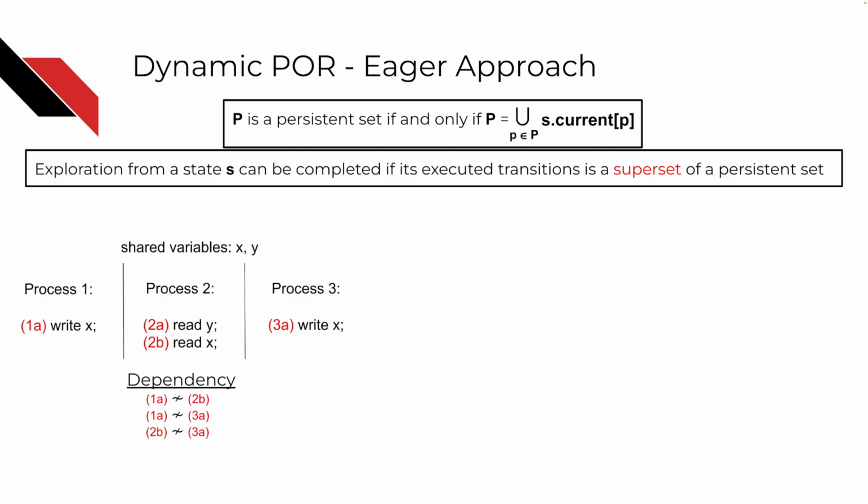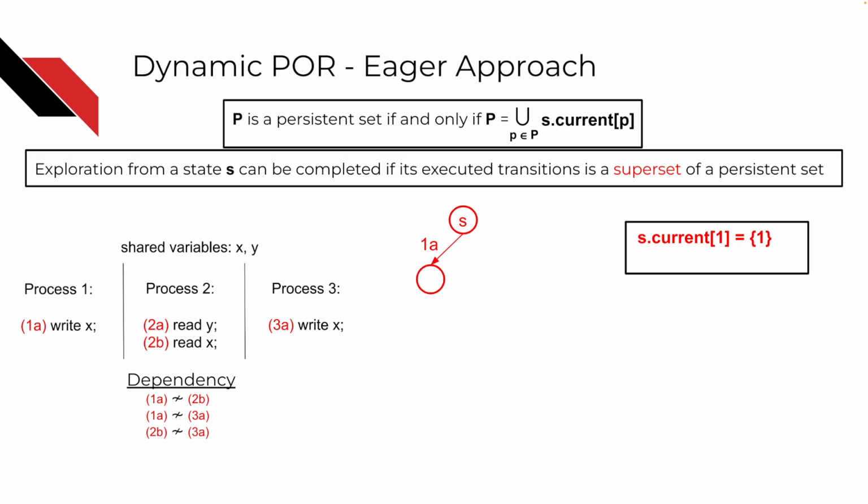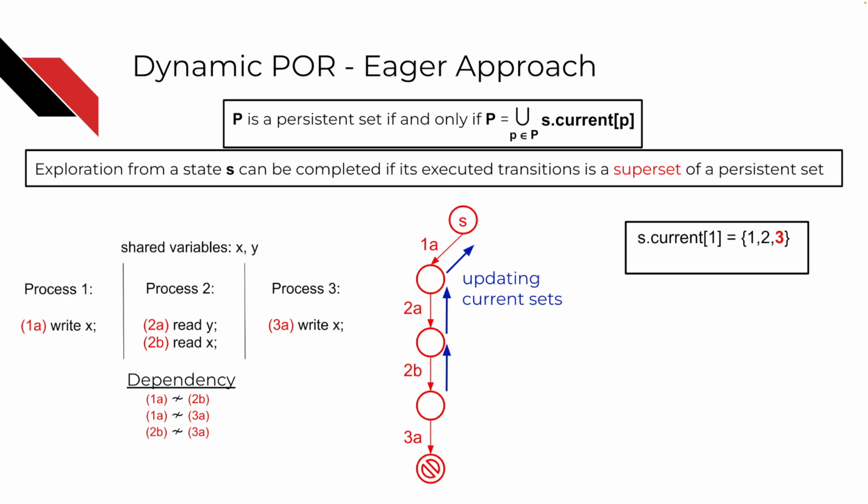So, when we look at the example program, 2A is independent from any other transition, and the rest of the pairs are dependent on each other. When we start the exploration from the initial state S, 1A will be executed and this will initialize the current set of S for process 1. When a new transition is executed, we will take a look at the stack going backwards and update the current set of the first state whose executed transition is dependent on the new transition. Here, since 2A is not dependent on any other transition, there will be no update. When 2B is executed, 1A is the only transition in the stack that it is dependent on, and thus we add 2 to the current set of S. With the same intuition, 3 will also be added to the current set after executing 3A.